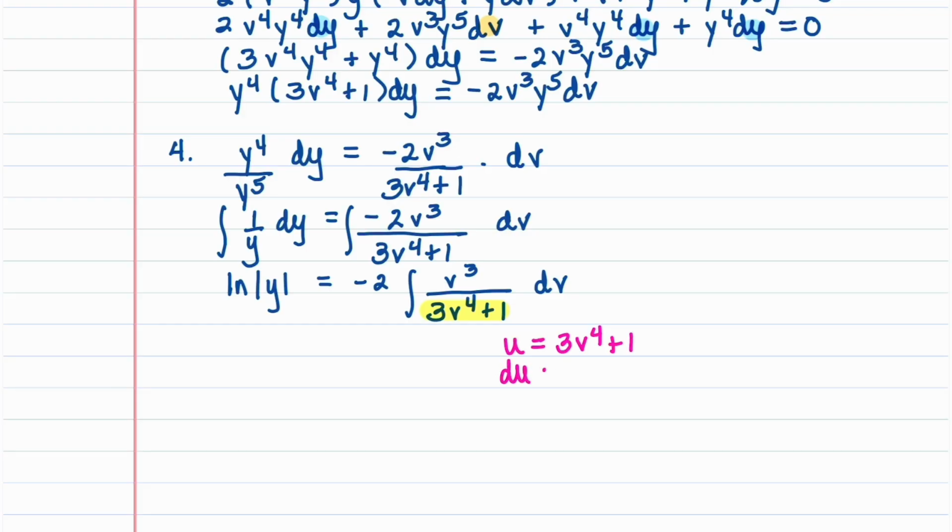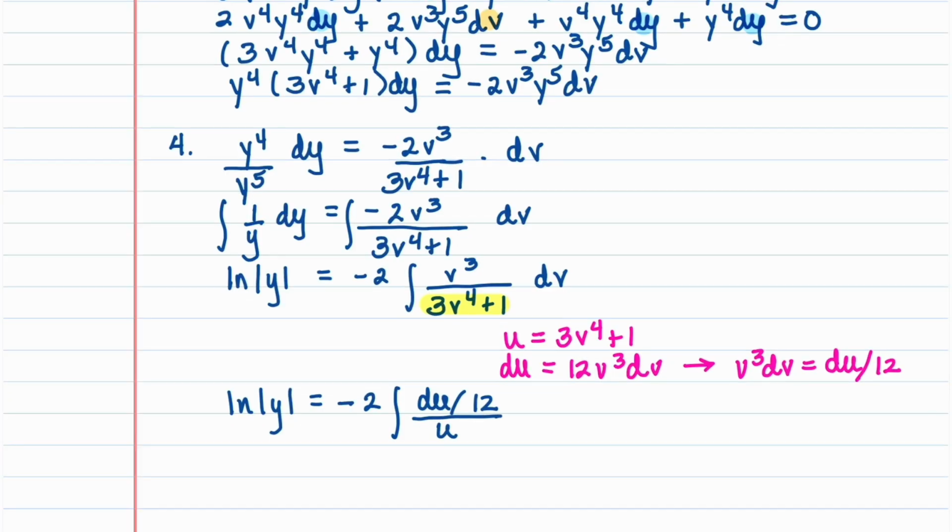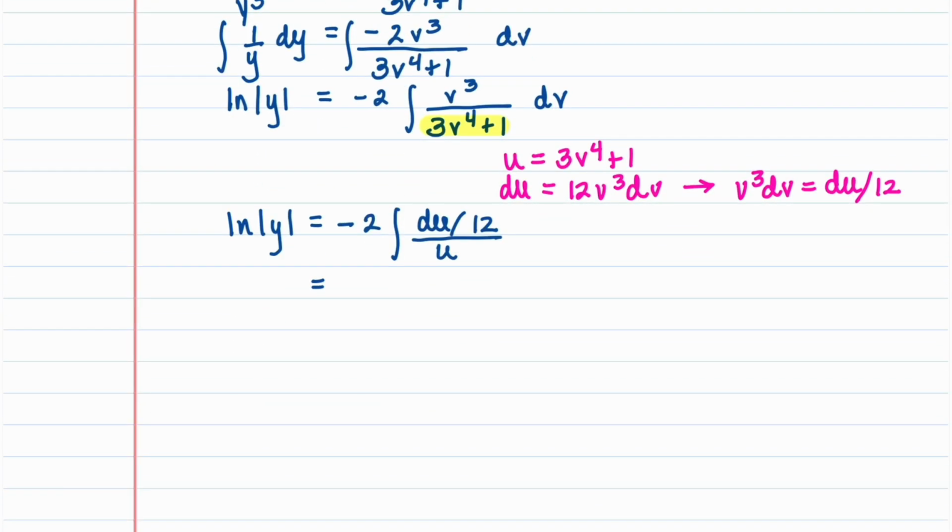So du is 12v cubed dv, and that tells us that v cubed dv is equal to du divided by 12. Let's go ahead and put that in. On the left, we still have our natural log absolute y, and now we have minus 2 times the integral du divided by 12 up on top, and then we just have a u on the bottom. This gives us a minus 1 over 6 natural log absolute value of u.